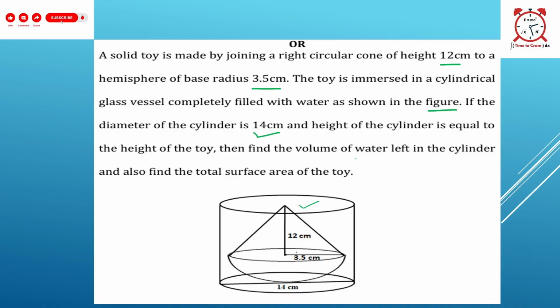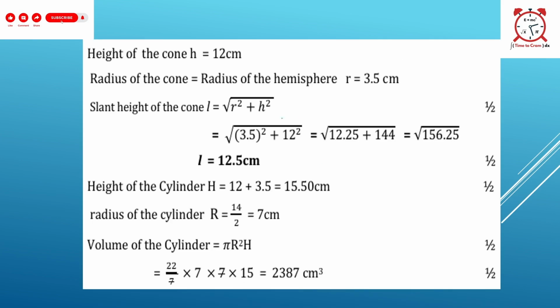Then find the volume of water left in the cylinder and also find the total surface area of the toy. So for that we will write all the values very clearly from the given data. Height of the cone is 12 centimeter. Radius of the cone equal to radius of the hemisphere, r equal to 3.5 centimeter. It is very clear from the diagram. Again we have to find the slant height of the cone, L, that we discussed in the previous sum. So L equal to square root of r square plus h square. So keeping all the values, we will get slant height 12.5 centimeter.